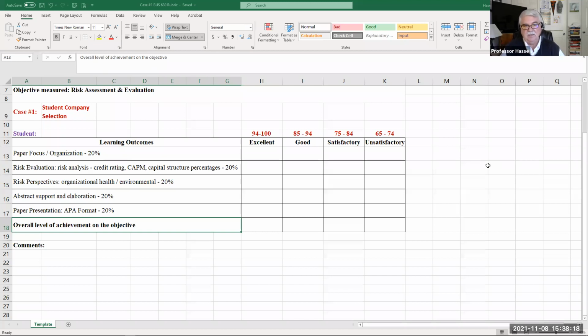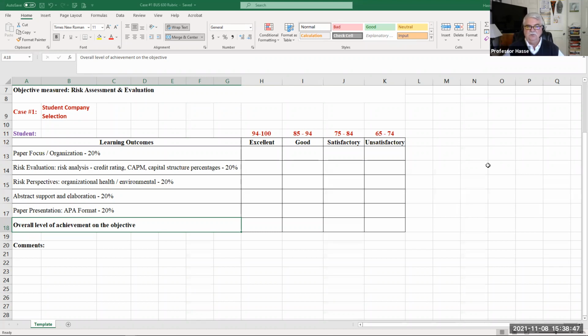Here's the rubric and how I'll be grading this work. If you notice on the case, it says the first section, the risk interpretation or analysis is 35%. The second section, the organizational health, the environmental review of the risk associated with your company is 65%. And involved in that 100%, the paper, how you organize your paper, the focus of your paper, you're specifically sticking to your abstract, that's worth 20%.